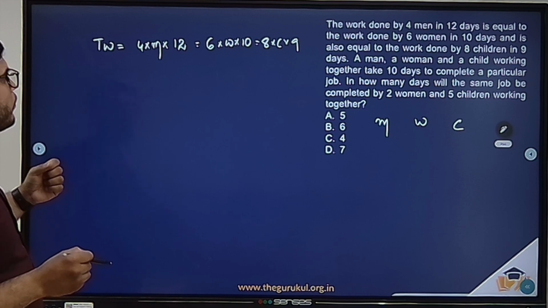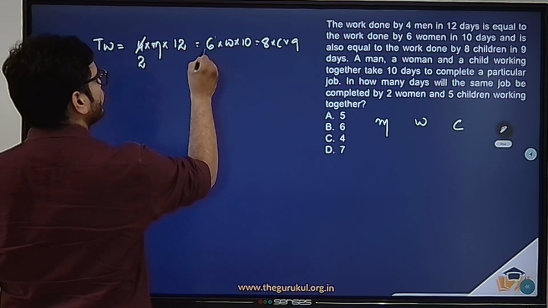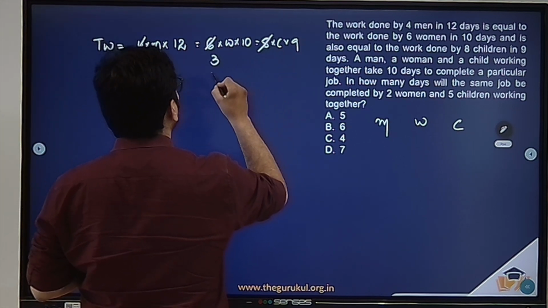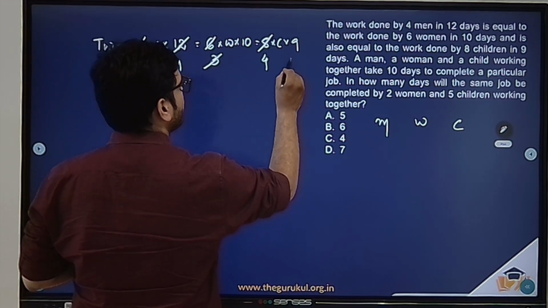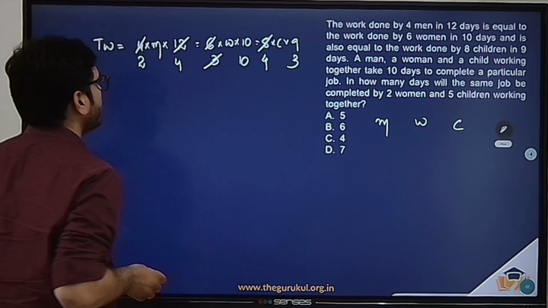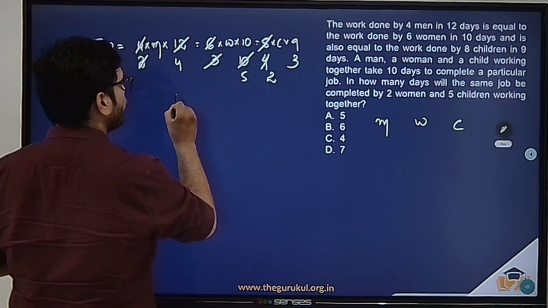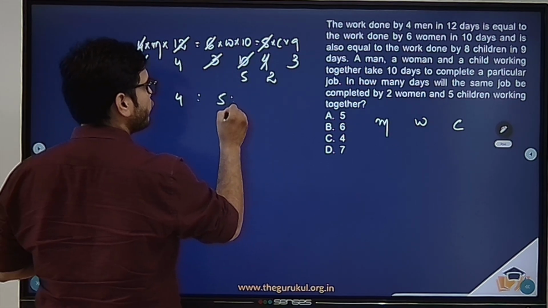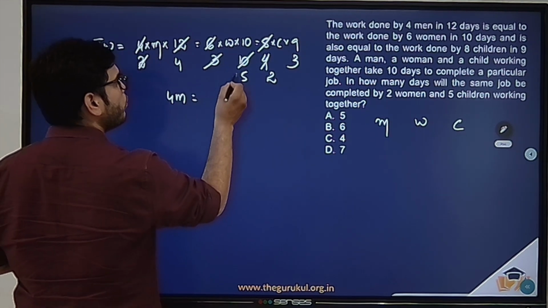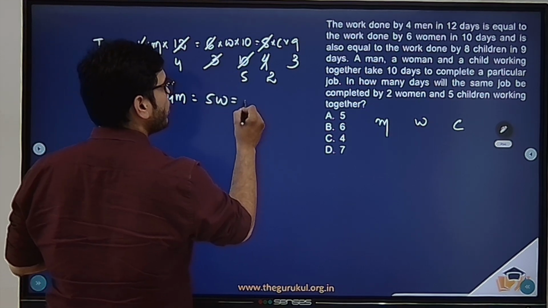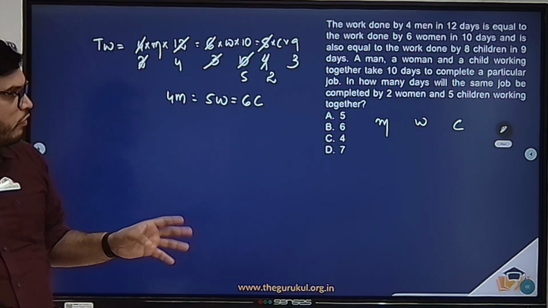Right. Now cancelling the common factors on each side, 4M is equal to 5W is equal to 6C. Right, 4M is equal to 5W is equal to 6C.